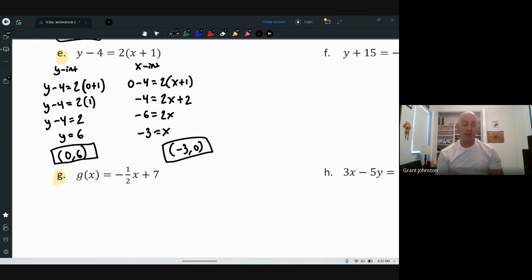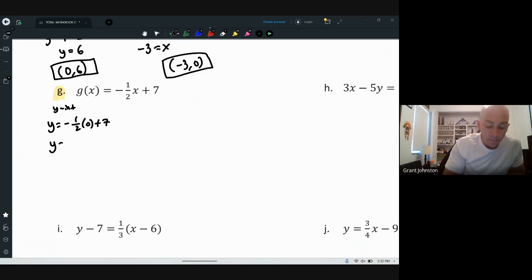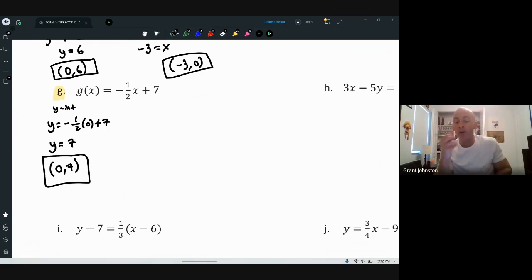Let me do g of x. Now, again, that g of x is our dependent variable. It's just like our y. So I'm just going to pretend it's a y. So for the y-intercept, plug 0 in for x. I'll have negative 1/2 times 0 plus 7. So negative 1/2 times 0 is just 0. So this is just 7. So (0, 7). And again, this was in slope-intercept form, right? So we could have identified it as 7 right from the get-go.